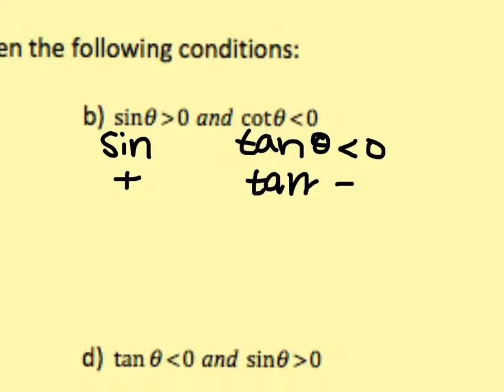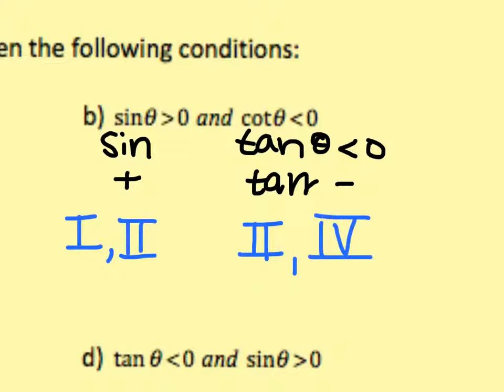So let's first talk about where sine is positive. So all students take calc. So all is the first one, and then the S is in the second quadrant for students. So sine is positive in the first and the second quadrant. Where tangent is negative, it's not negative in the first, but it's negative in the second, because only sine is positive. It's not negative in the third, but it is negative in the fourth. So you want to know where they overlap, and they overlap in the second quadrant. So your answer is the second quadrant.